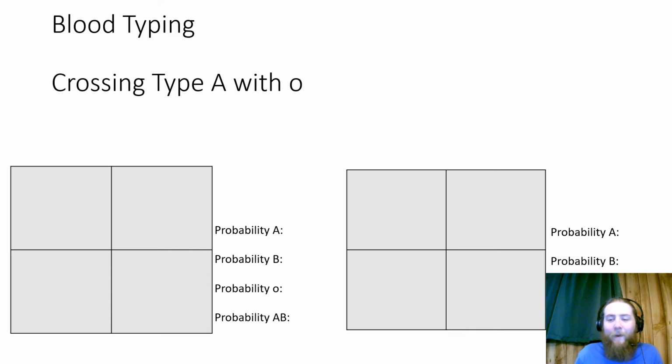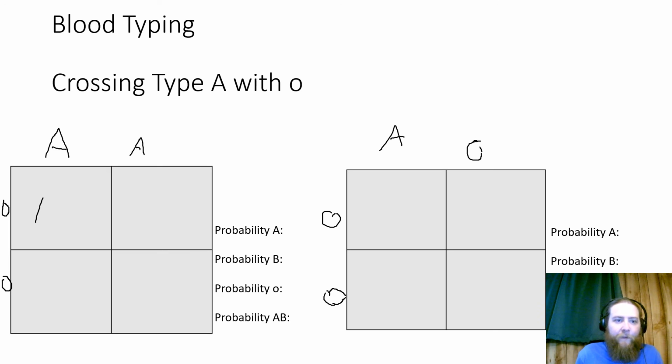So typing A with O. We don't know, is it type AA? This is one of those test crosses that we did before. Or is it type AO? If we know what the offspring are, we can figure out what mom and dad were.